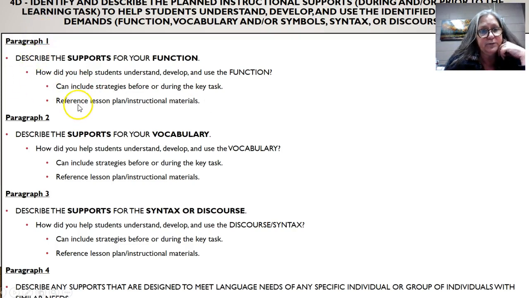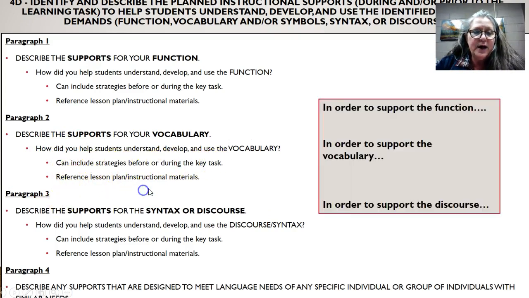Paragraph 2, describe the supports for your vocabulary. How did you help students understand, develop, and use the vocabulary? So this is where you want to show some good strategies for developing vocabulary. Marzano's got 6 steps that are really good that you should be familiar with. You can include, of course, strategies before, during the key task, and again, reference your instructional materials.